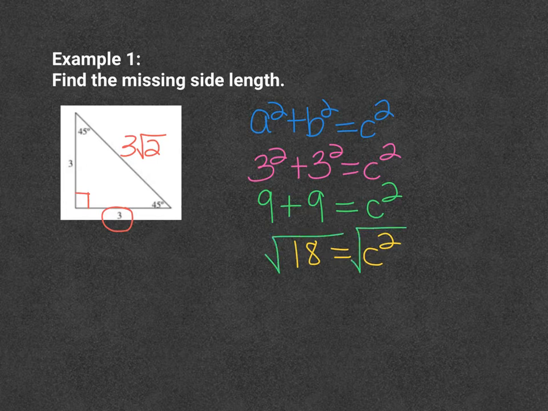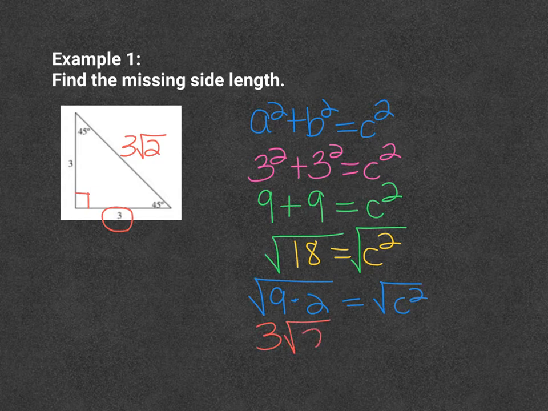Now I'm going to break down 18 to 9 times 2. Bring down c squared. Now I'm going to take the square root of both sides. So I can take out 9, that'll give me 3. And then root 2 will stay inside. And the square root of c squared is just c. So that means my answer does check. The hypotenuse is 3 root 2.